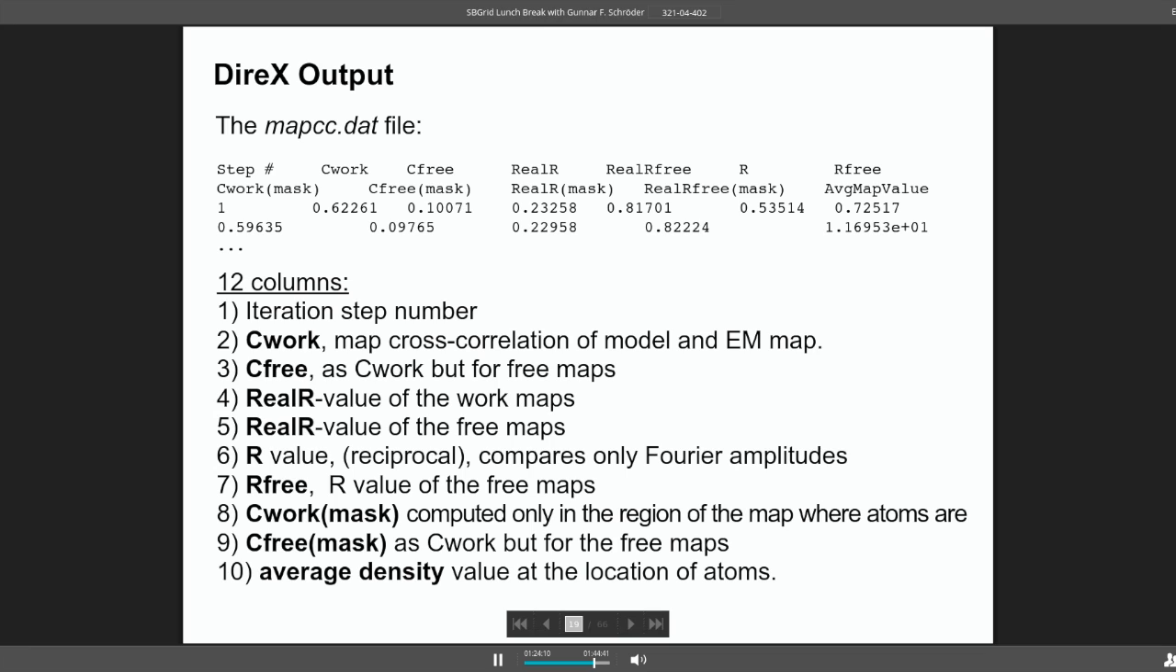Just very briefly, those are the values that are in this map CC file that writes out the cross correlation of model and EM map. This is the C work value, and then the C3 value is the same cross correlation, but for the free maps, those are the maps that are filtered to the free Fourier shell. And then there are some others, like real space R values, reciprocal space R values, and masked cross correlation values that you can look at.